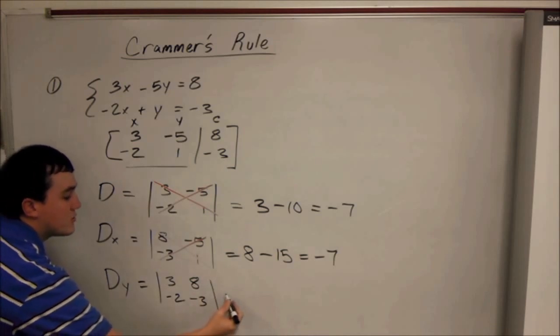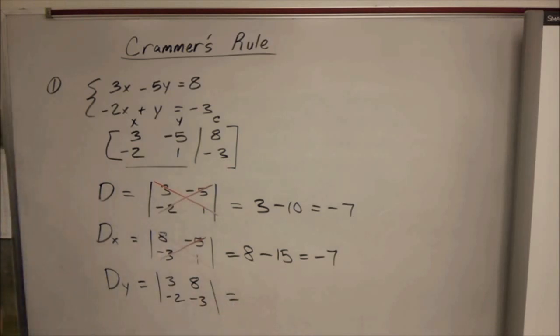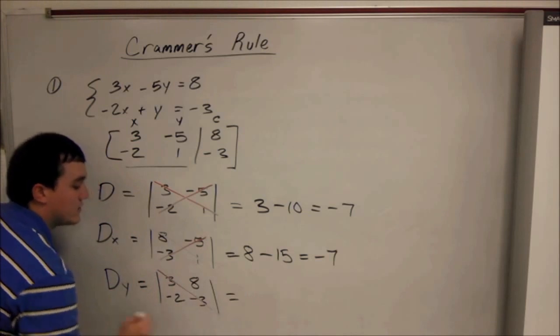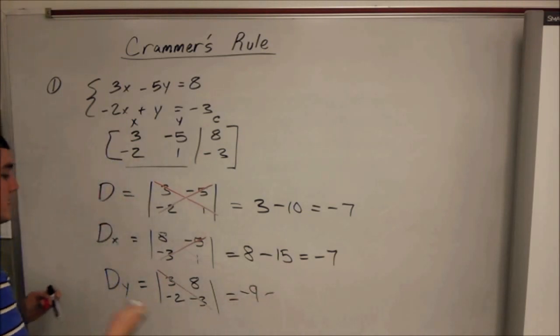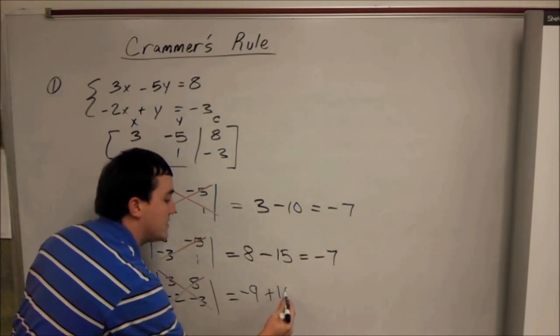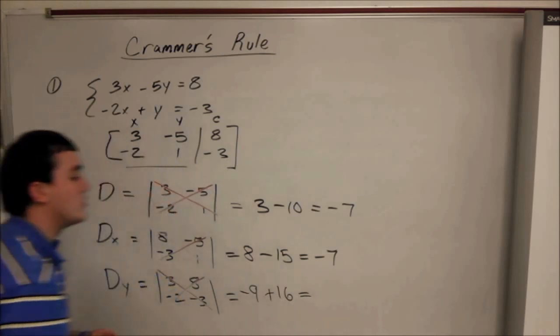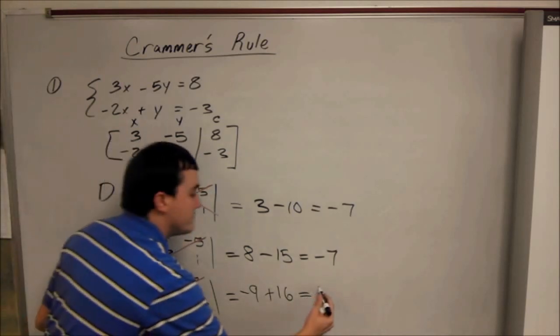And we're just finding the determinant of that, which is negative 9, because 3 times negative 3 is negative 9, minus 8 times negative 2 is negative 16, so we're adding 16, which equals 7.